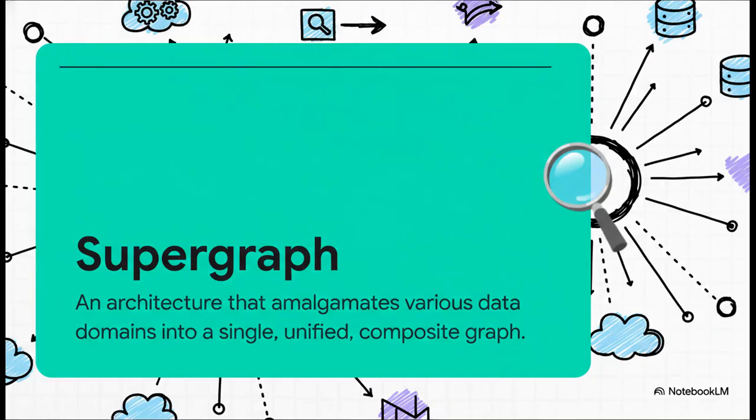Enter the supergraph. It's this really elegant architecture that takes all those separate services and data sources and weaves them together into one single unified graph. And just like that, you get the best of both worlds. Your app developers get to query one simple, beautiful gateway, while all the individual teams behind the scenes still get to own and manage their own microservices.